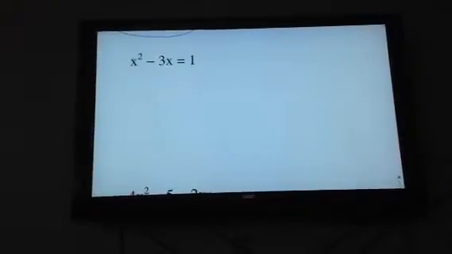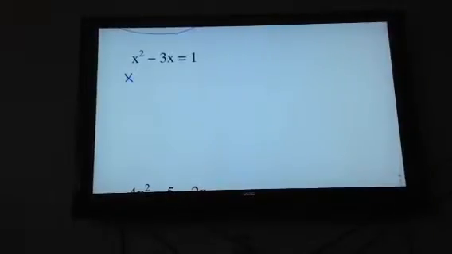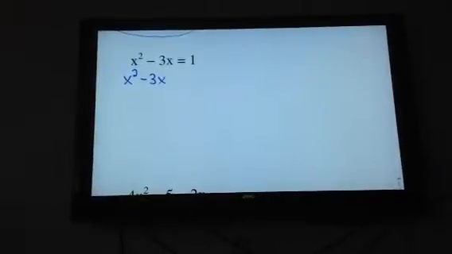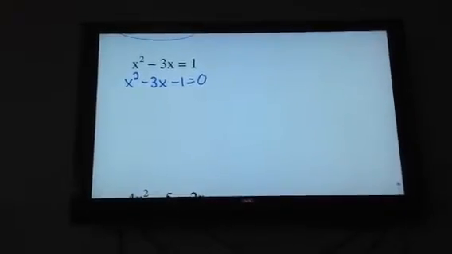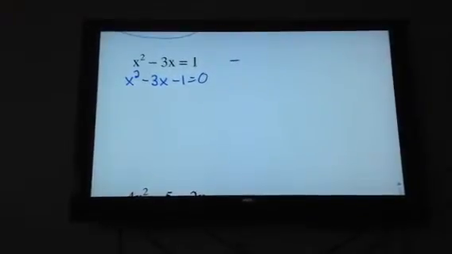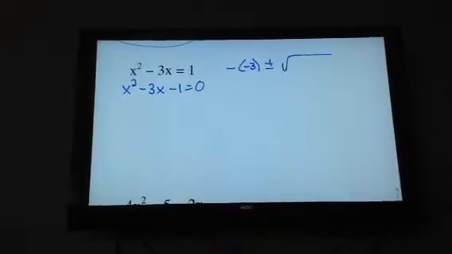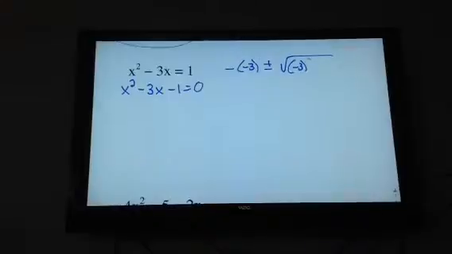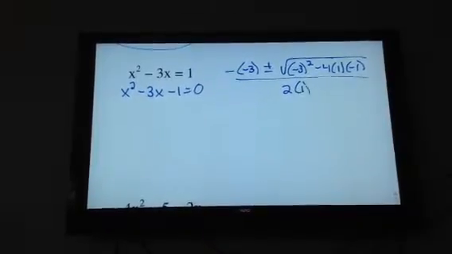Okay, it must be equal to 0. That's important, so subtract that 1. Bring it over to the left side. And then we're going to plug it in. Negative b plus or minus square root b squared minus 4ac all over 2a.